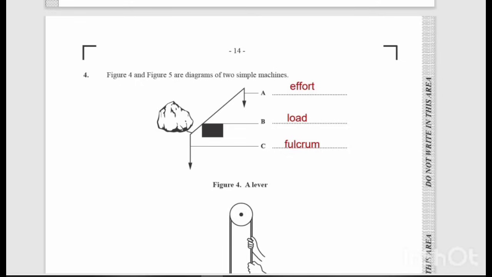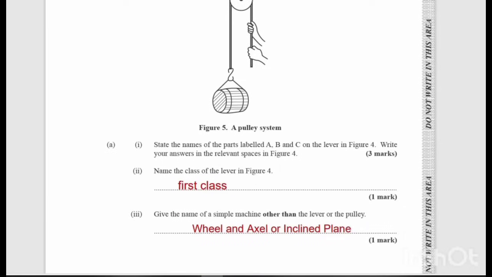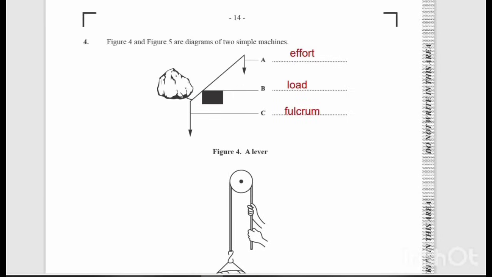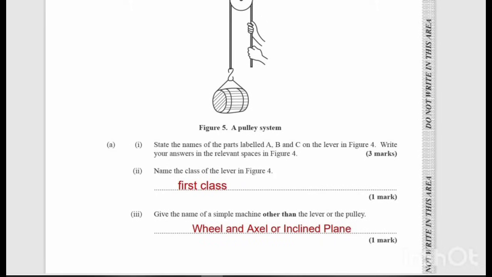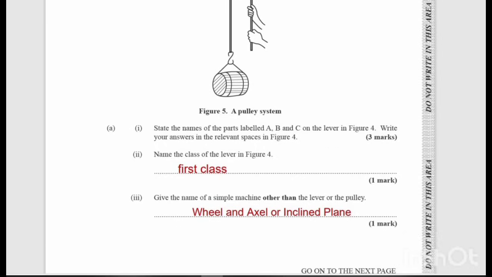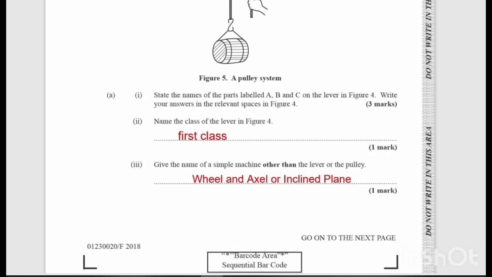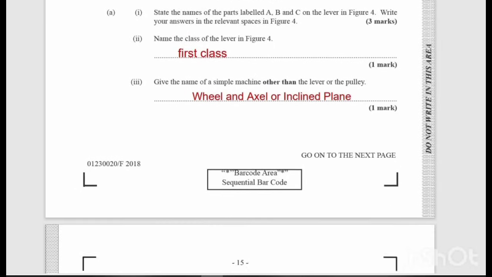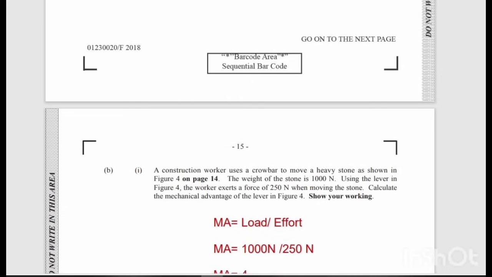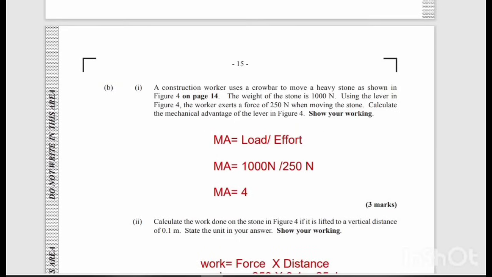Please make sure you know about simple machines. Name the class of lever in figure 4. The answer would be a first class lever. The third part of the question says give the name of a simple machine other than the lever or the pulley. Answers could be the wheel and axle or inclined plane. That's 1 mark.